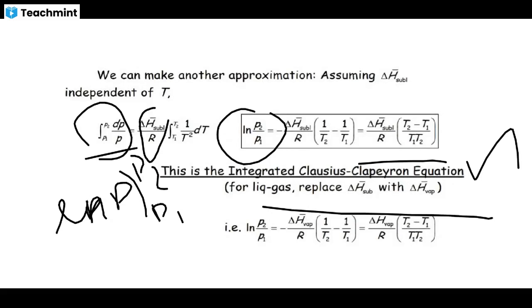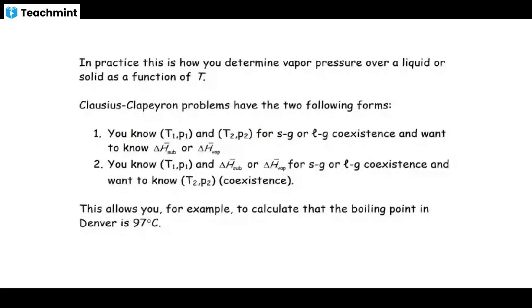For liquid-gas, replace ΔH sublimation with ΔH vaporization. In practice, this is how you determine the vapor pressure over a liquid or a solid as a function of temperature, how the vapor pressure changes.